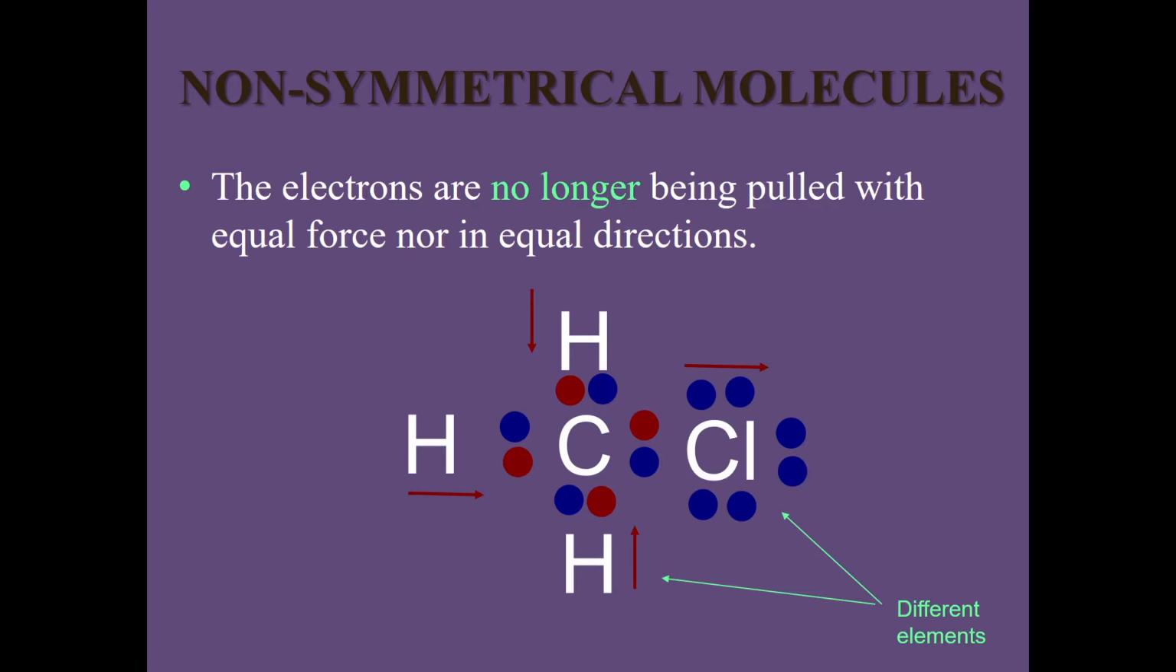However, look at this one. Do we have symmetry? I replaced one of the hydrogens with a chlorine. Now we no longer have symmetry. There's an unequal pull on the electrons. The chlorine is going to pull more strongly. So the left side is going to be more positive, and the right side is going to be more negative.